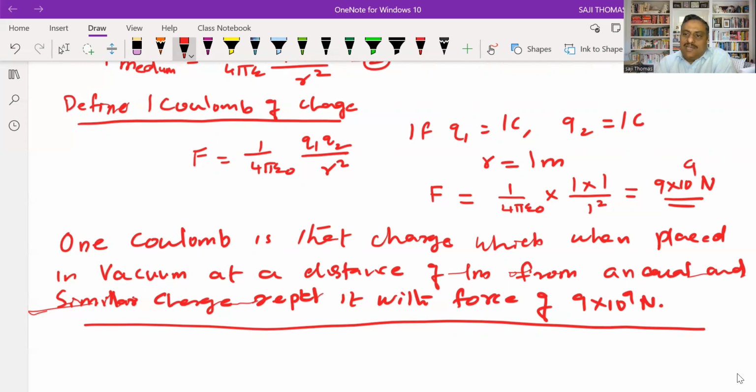Now we learn another term, relative permittivity, epsilon R. It is also known as dielectric constant, capital K. What is it? It is the ratio of permittivity of the medium to the permittivity of the vacuum. Or we can define it in terms of forces. Relative permittivity is the ratio of force between two charges placed in vacuum to the force between the same charges placed at the same distance in another medium.